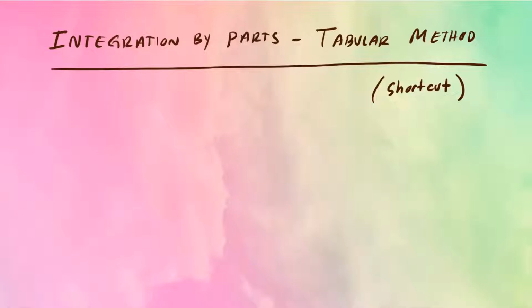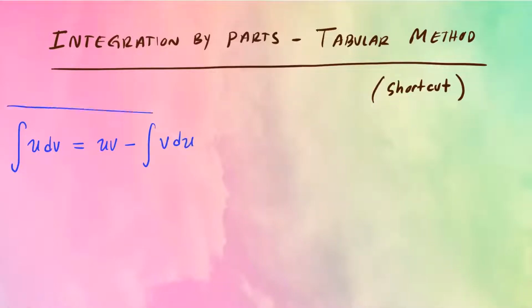So we know integration by parts gives us this formula. If you're integrating u dv, then this is u times v minus the integral of v du. So this is the formula we know from integration by parts. Now say we don't want to use the formula, we want to use the quick method. That's what I'm going to illustrate to you here.